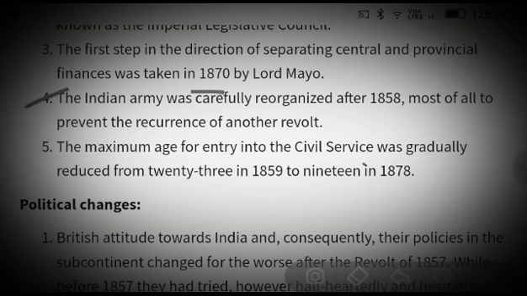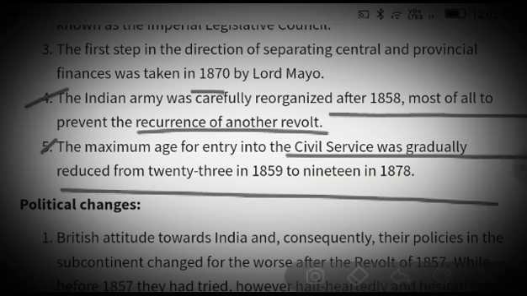And the Indian Army was carefully reorganized after 1858, most of all to prevent the recurrence of another revolt. The maximum age for entry into civil service was gradually reduced from 23 years in 1859 to 19 years in 1878.